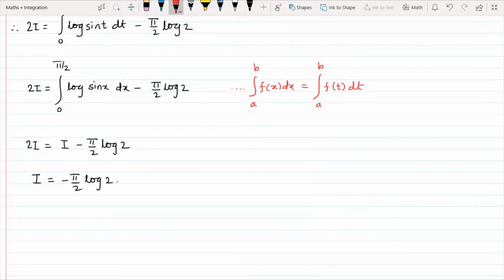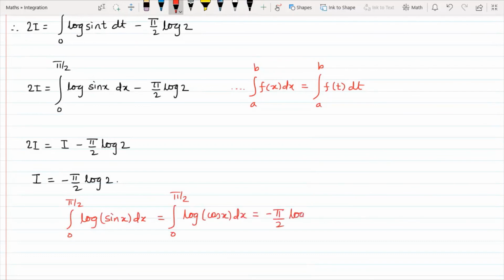That means this is the value of integral from 0 to pi by 2 log of sin x dx, or one can say this is integral from 0 to pi by 2 log of cos x dx. Both are equal to minus pi by 2 log 2. So this is the solution.